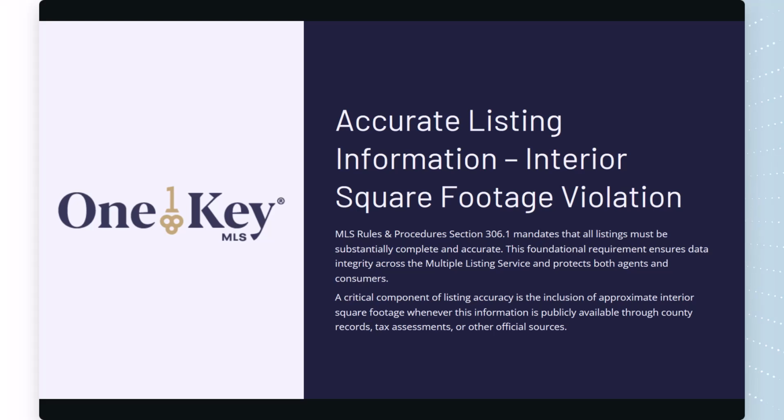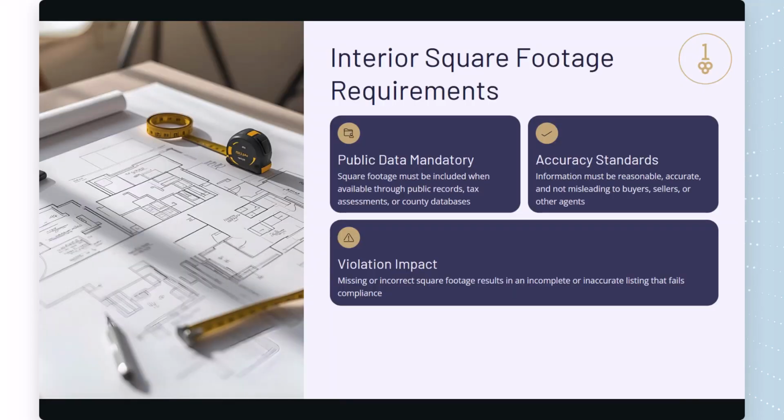So this rule is essential because essentially what it does, it protects data integrity across the MLS and supports reliability from both agents and consumers, right? If you think about a buyer's agent, they will probably have customers or clients who are searching for properties based off of interior square footage. We want to make sure that our listing is accurate. So one key requirement is the inclusion of the property's approximate square footage whenever that information is publicly available. And it may not always be publicly available. So let's take a closer look at the interior square footage requirements.